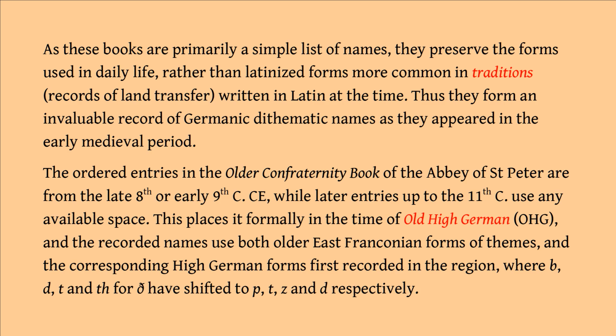The ordered entries in the older Confraternity Book of the Abbey of St Peter are from the late 8th or early 9th century CE, while later entries up to the 11th century use any available space. This places it formally in the time of Old High German, and the recorded names use both older East Franconian forms of themes and the corresponding High German forms first recorded in the region, where B, D, T, and TH for eth have shifted to P, T, Z, and D respectively.